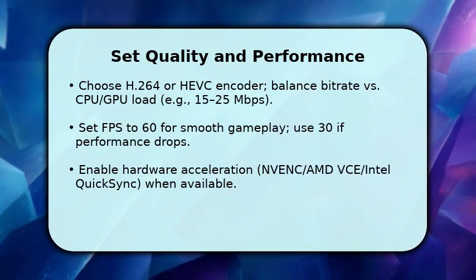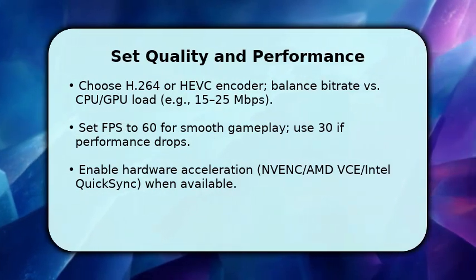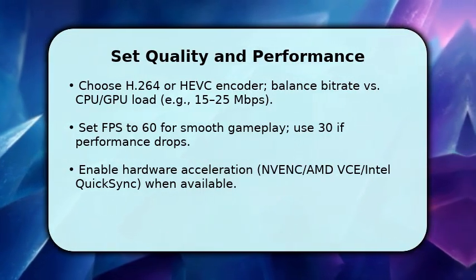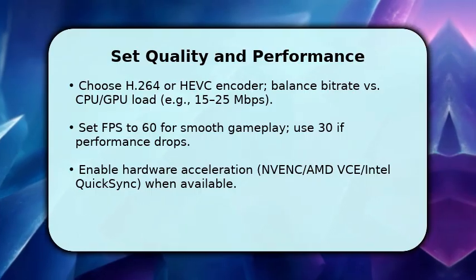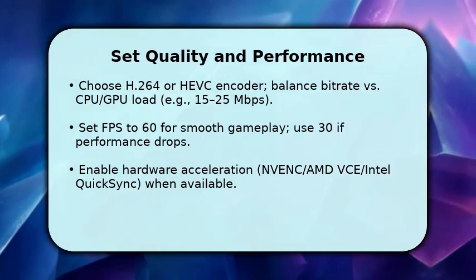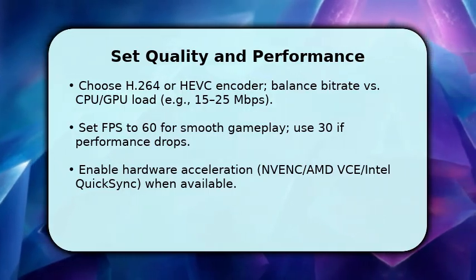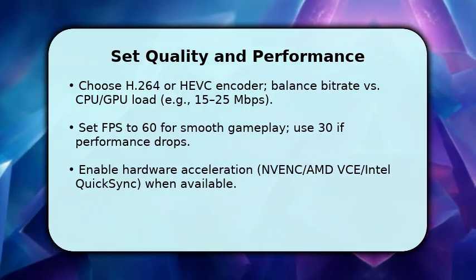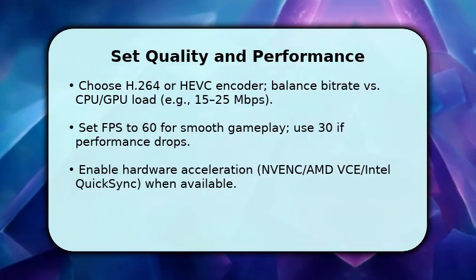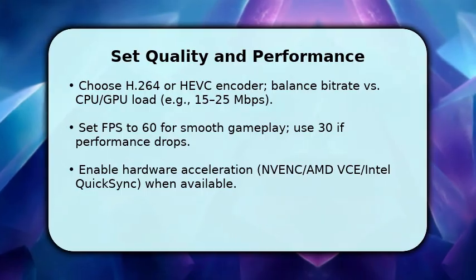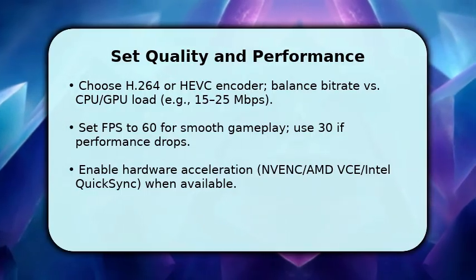Now you tune quality versus performance. Pick H.264 or HEVC and set a bitrate around 15-25 Mbps for clear 1080p video. If you need higher fidelity, increase bitrate but watch disk usage. Set FPS at 60 for competitive gaming or 30 to save resources, and enable hardware encoders like NVENC, AMD VCE, or QuickSync to offload encoding from the CPU.